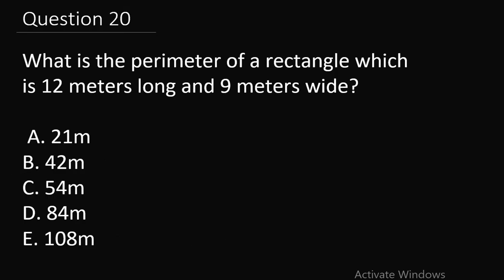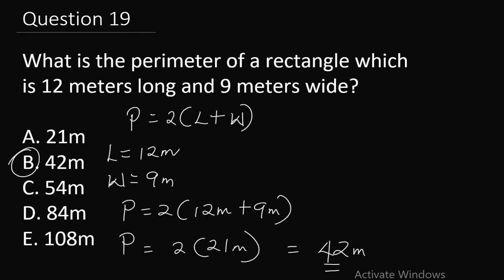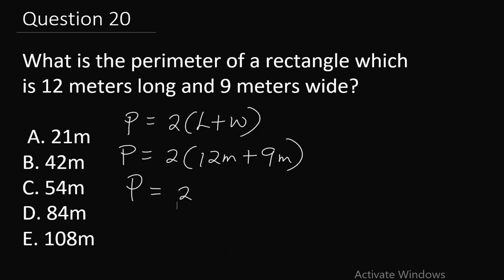Question 20 says, what is the perimeter of a rectangle which is 12 meters long and 9 meters wide? Okay, this will be very easy for you based on what I just did. Perimeter is 2 bracket L plus W. Perimeter will give us 2 bracket the length, which is 12 meters, and the width is 9 meters. Add up what we have in the bracket. Perimeter will give us 2 brackets. Hold on. I think this is the same as what I just did in question 19. So we'll just go to question 21.